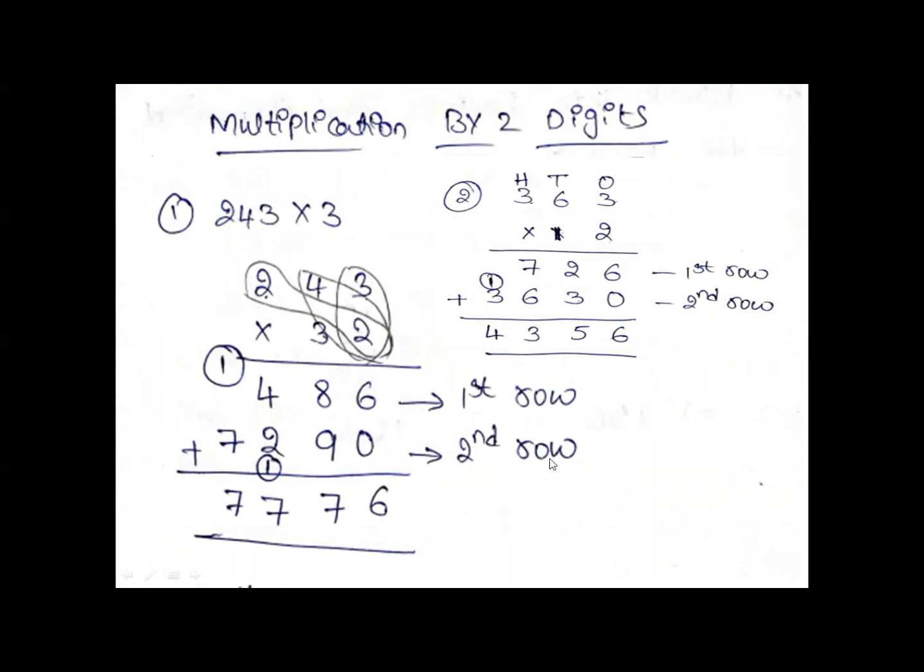Multiplication by 2 digits. 243. We are multiplying with 32. 3 twos are 6. In the first row, see here, I have already marked with pencil. 3 twos are 6. 4 twos are 8. In the tens place, 2 twos are 4, in the hundreds place. Okay. This is the first row.